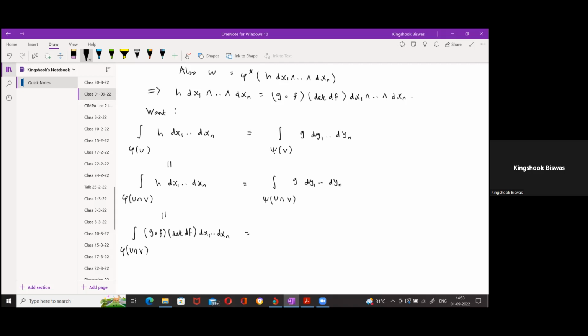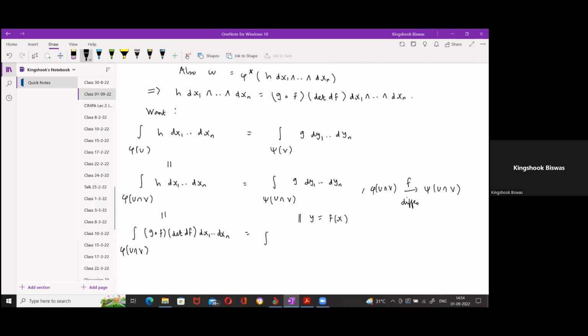Okay. Now, what about the right hand side? Well, the right hand side, note that F, the change of charts F, is a diffeomorphism from phi of U intersect V to psi of U intersect V, right? Yes. So therefore, by the change of variables formula, you put y equal to f of x here. By the change of variables formula, what will this become?